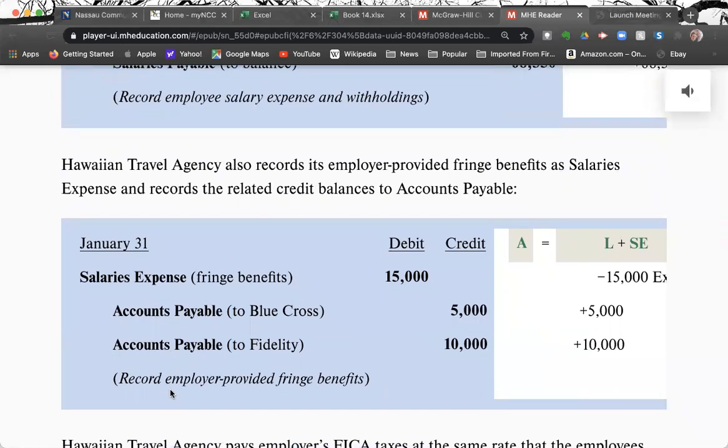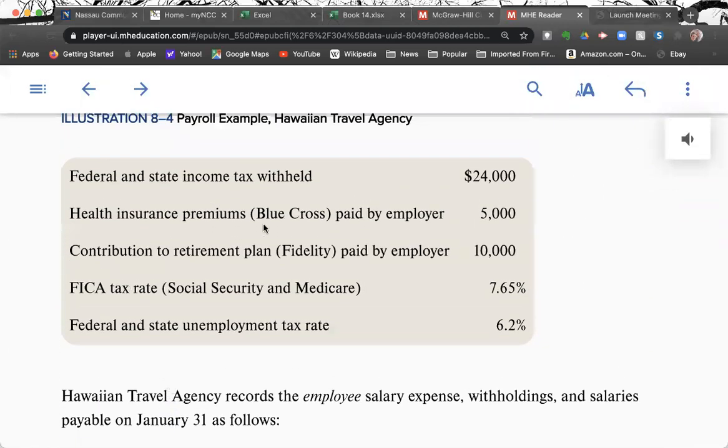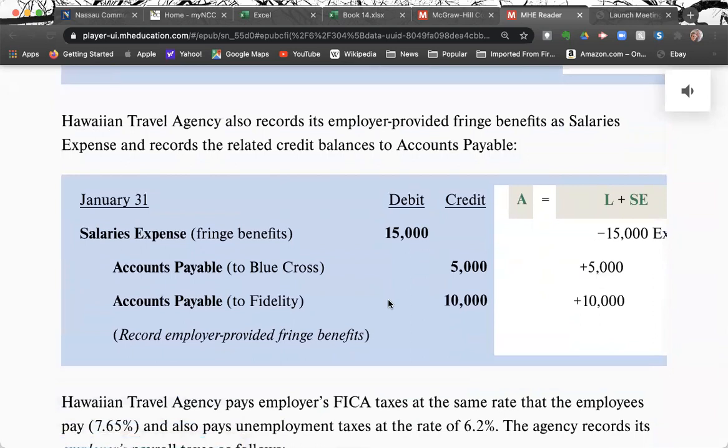Now, this is one of the employer entries, right? This entry applies to the fringe benefits. Remember, if we go back to the beginning of the problem here, they told us that the health insurance is paid by the employer. The employees don't pay anything here. Nice company. The retirement plan is paid for by the employer. The employees don't pay anything. In this example, we debit salaries expense for the total of the fringe benefits that the employer pays. So that's 5 and 10 is 15,000. Debit salaries expense for 15,000.